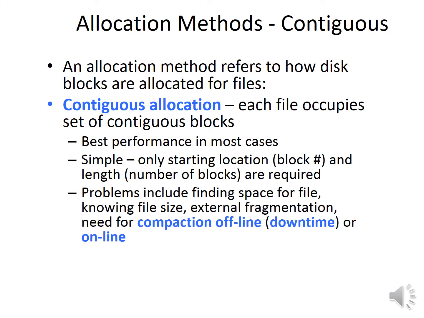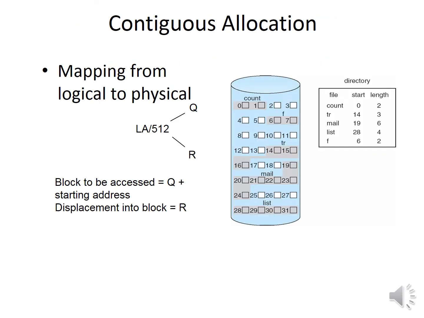The allocation method will be contiguous. Contiguous means continuous. An allocation method refers to how disk blocks are allocated for files. In contiguous allocation, each file occupies a set of contiguous blocks. It gives the best performance in most cases. It is simple: only the starting location (block number) and the length (number of blocks) are required. Problems include finding space for the file, knowing the file size, external fragmentation, and the need for compaction, offline or online.